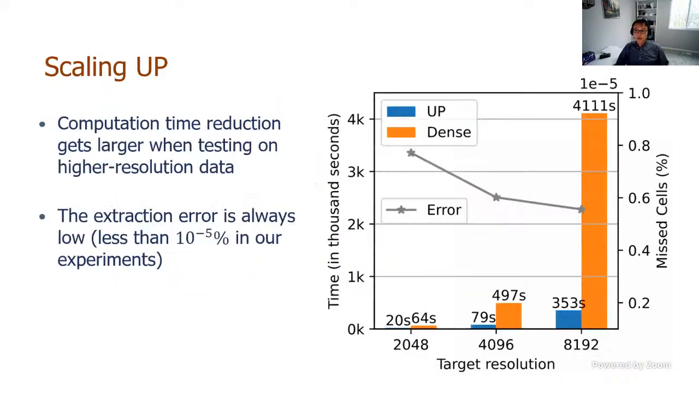When moving to extremely high resolution data, the benefit of computation time reduction gets larger. For an 8,192 cube data, dense data reconstruction will take more than 1 hour, and our approach takes less than 6 minutes. Finally, because our method is probabilistic, it can contain errors, meaning we can miss some component of isosurface in subdivision. However, the percentage of the missed isosurface is very small in all of our experiments.